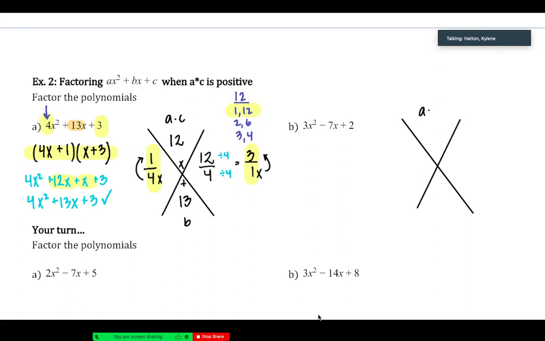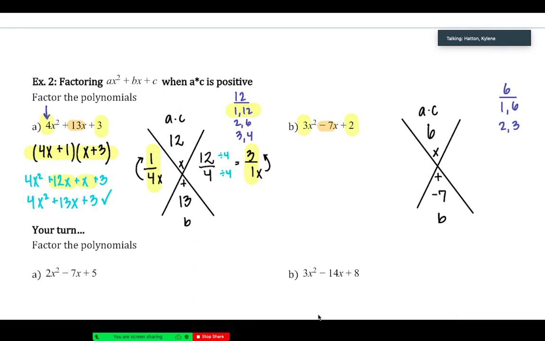So a times c on top, a is 3, c is 2. So 3 times 2 would be 6. And then b on bottom, which is negative 7. So we need numbers that multiply to 6 but add up to negative 7. So for factors of 6, it'd be 1 and 6 and 2 and 3.